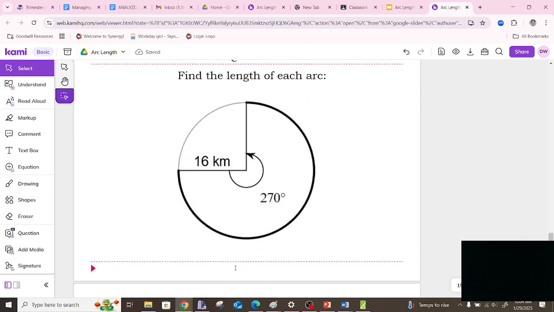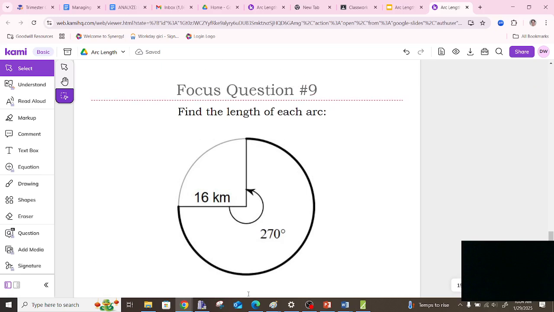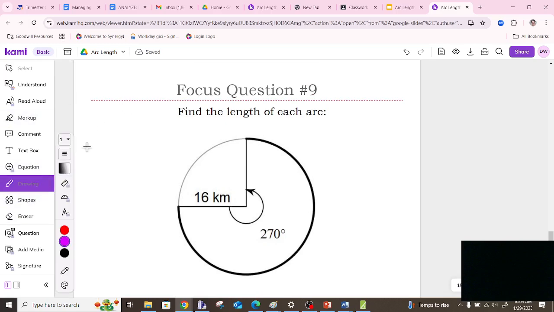Okay, so over here, just the same thing. It's not that hard, is it? What's R? What's my central angle? What's theta? 270. So now it's just 2 times pi times 16 times 270 divided by 360.